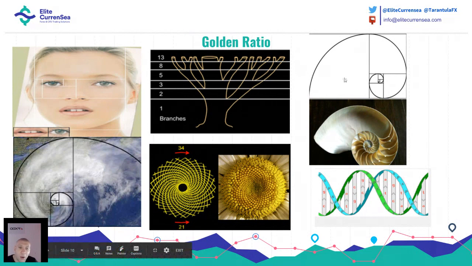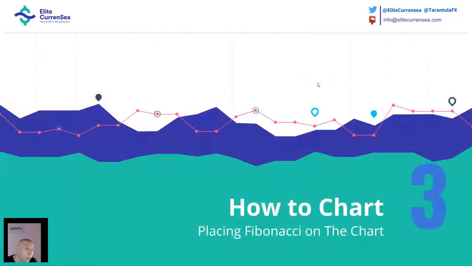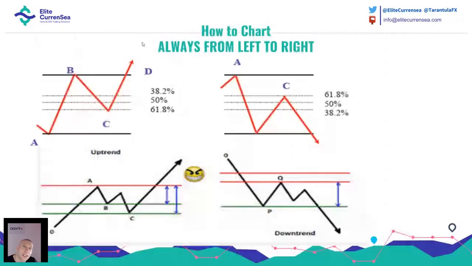How to chart? Well, basically, it's very, very easy, guys. You need to know that you place Fibonacci always from left to right. That is very important. So always from the past to the present to give you the future outcome. So past and present give you the future outcome. Always from left to right.